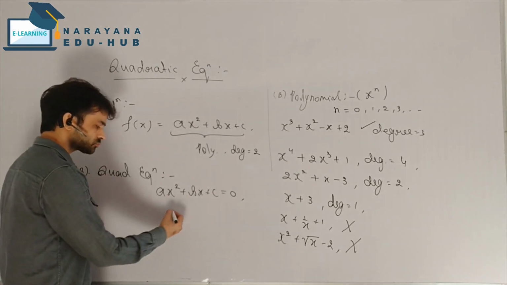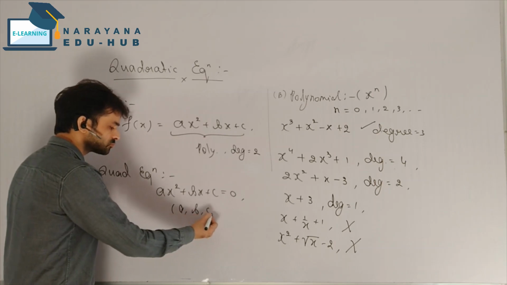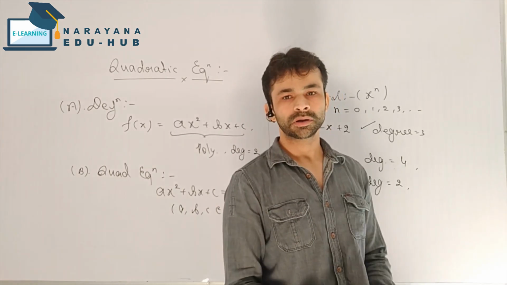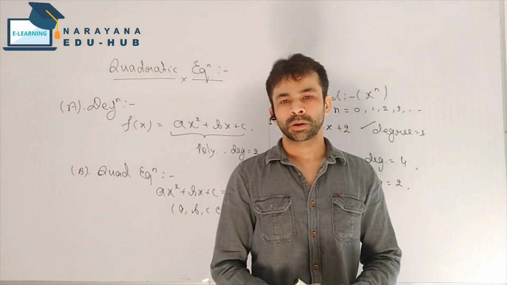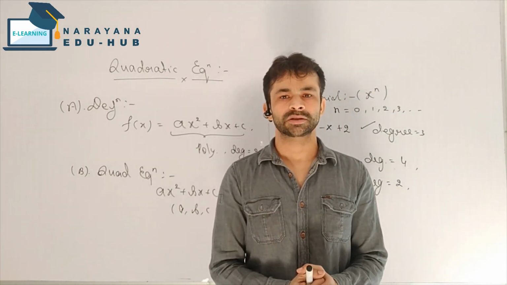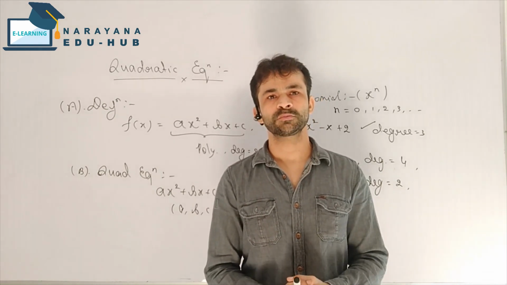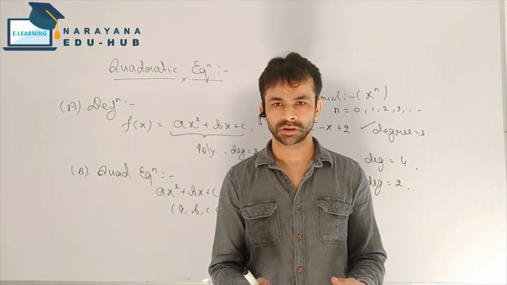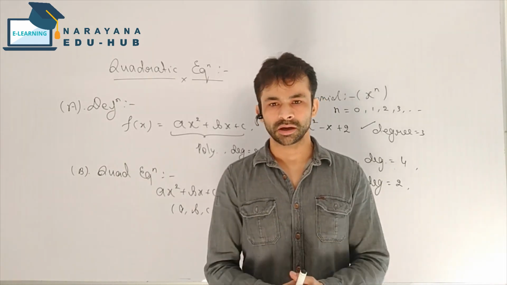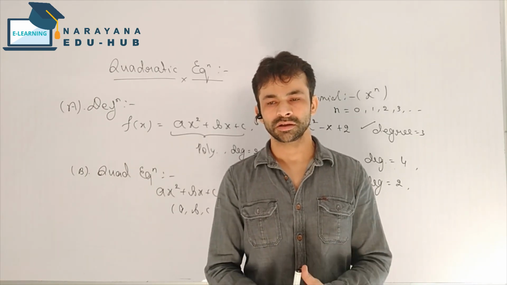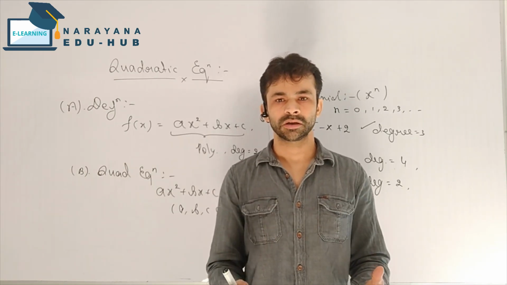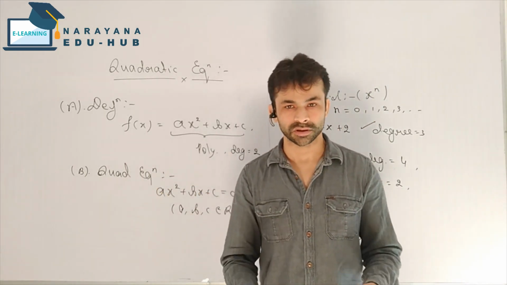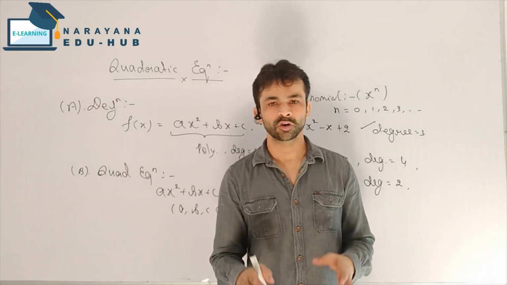And here, one thing should be clear. a, b, c belong to R, meaning they are real numbers. It's not that they cannot be imaginary. They can be imaginary at times, but imaginary numbers we deal with only in complex numbers. That will be another chapter, where we will be solving imaginary equations. But here, this won't be imaginary.